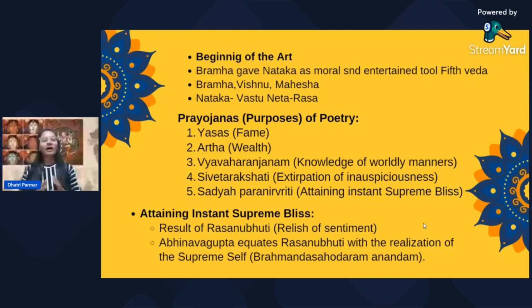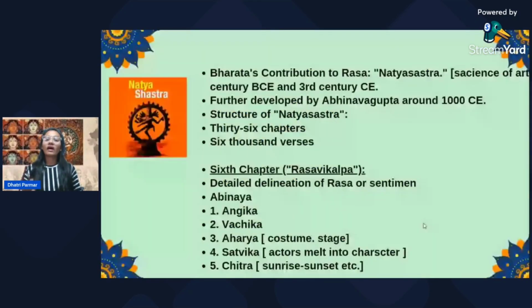Now, let us have a look at the Natya Shastra. Natya Shastra was an important work by Bharata. In it, he talks about the science of art, that means how to create art. There are rules and regulations given in that text. It was written in the first century BC or third century CE. Further on, it was developed by Abhinav Gupta around 1000 CE.